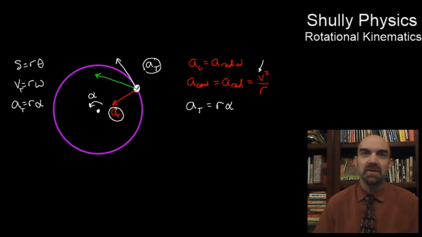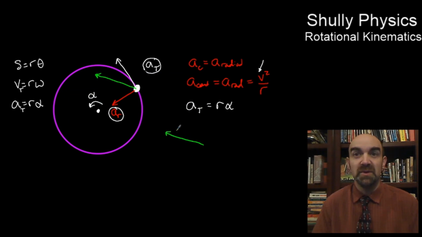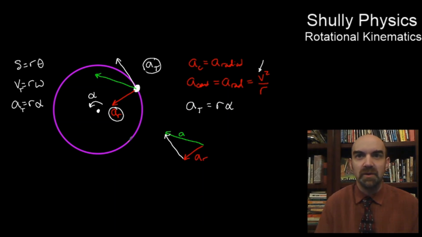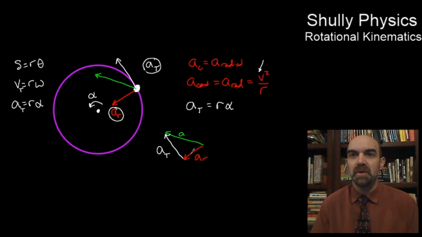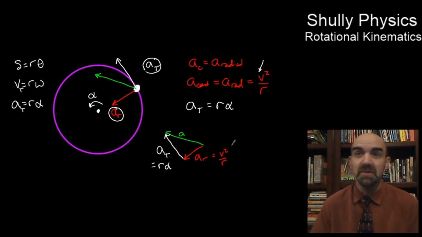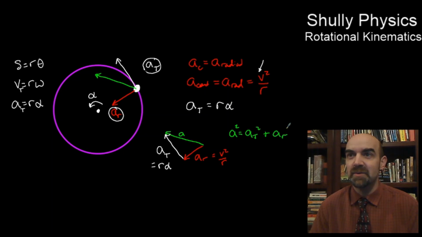The red and the white causing the green. So if we were to put those two together, that green resultant acceleration would be the sum of the white and the red. There's the white and the red, our radial component and our tangential component. The tangential component being r alpha, which relates to the angular acceleration, and the radial component being v squared over r. Notice they're both radius dependent, and we put them together for the resultant acceleration. And of course, a squared equals a_t squared plus a_r squared.